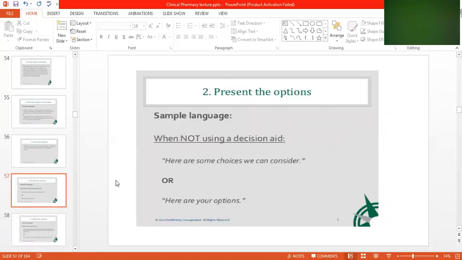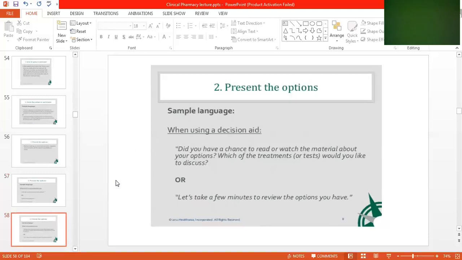Sample language when not using a decision aid: here are some choices we can consider, or here are your options. In front of that patient, just keep certain options of the treatment, then he can understand and then he can help you select the options.